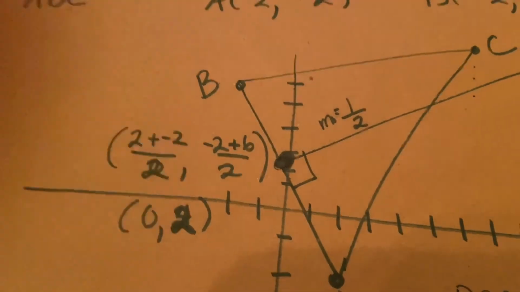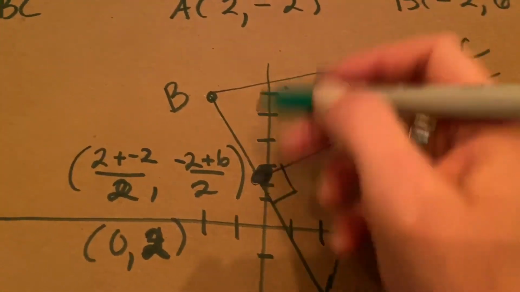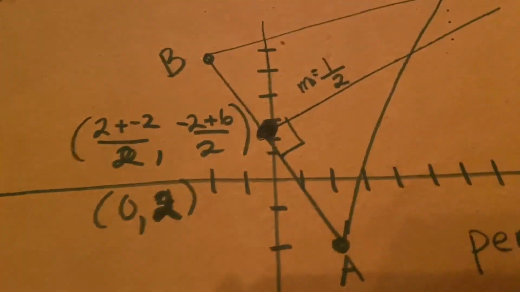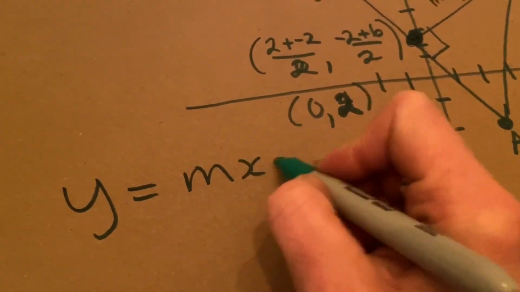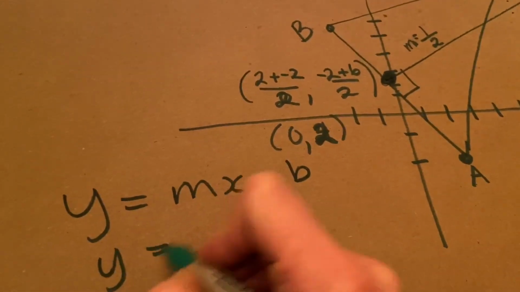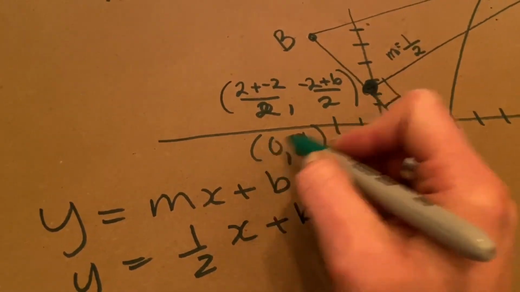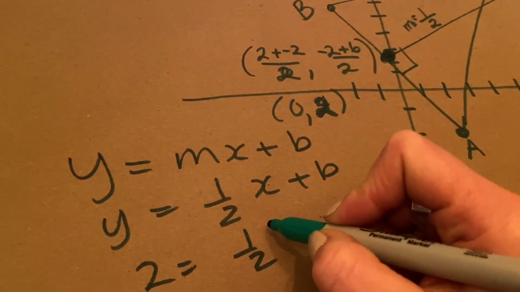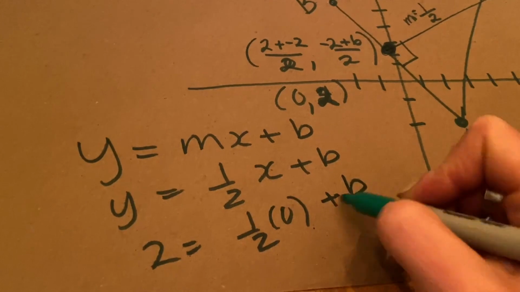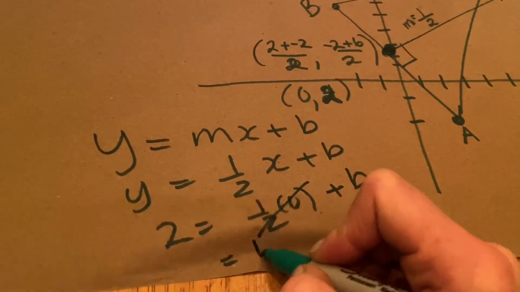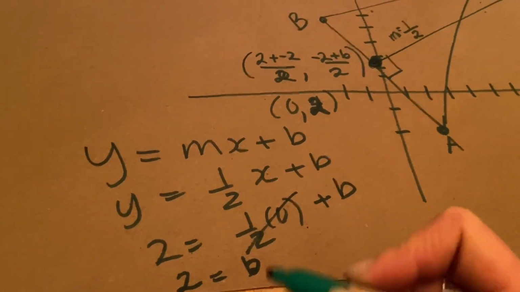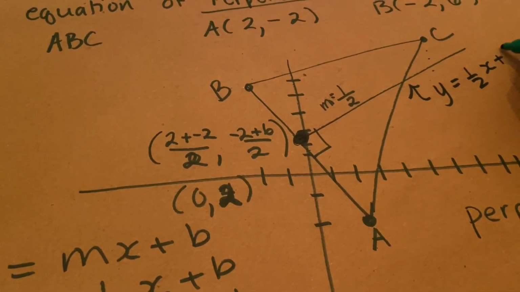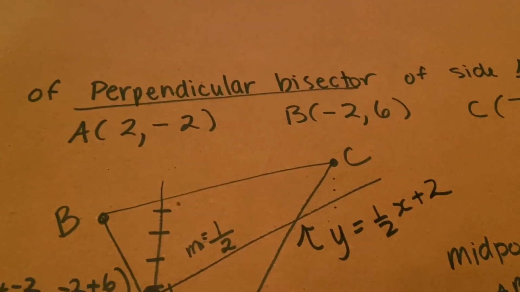So last step is I want to find the equation of the line with slope 1 over 2 and going through this midpoint that bisects AB. So I want to write down y equals mx plus b. I know my slope is positive 1 over 2. I'm going to use my 0 and my 2 to find my b. So I have 2 equals 1/2 times 0 plus b. This just gives me 0. So that means my b is equal to 2. That means the equation of this line is y equals 1/2 x plus 2. And that's how you find the perpendicular bisector.